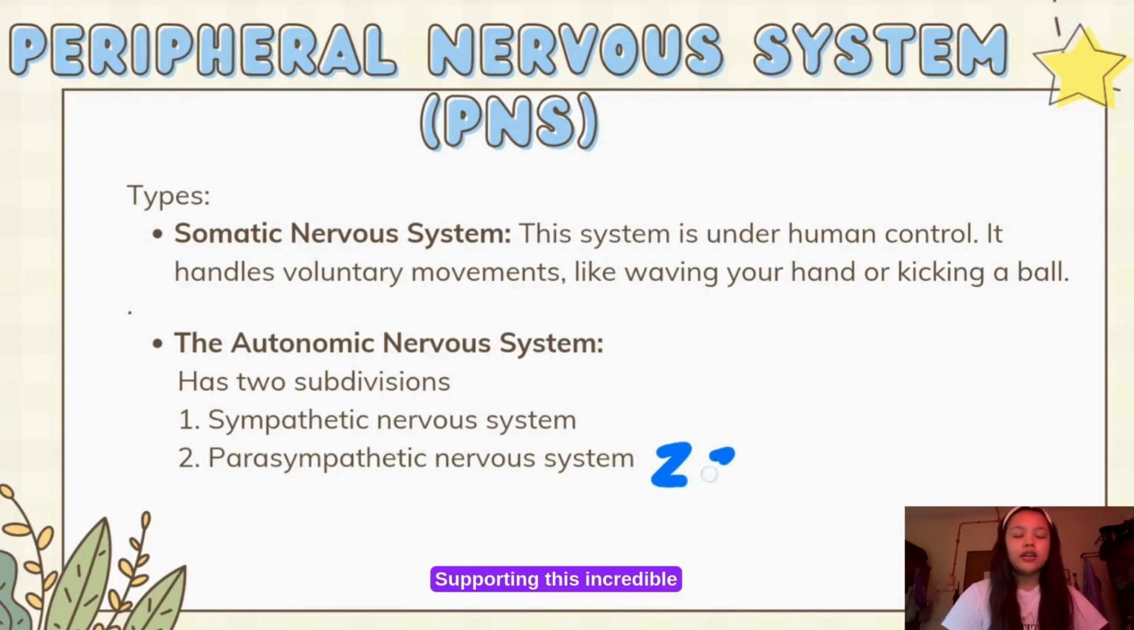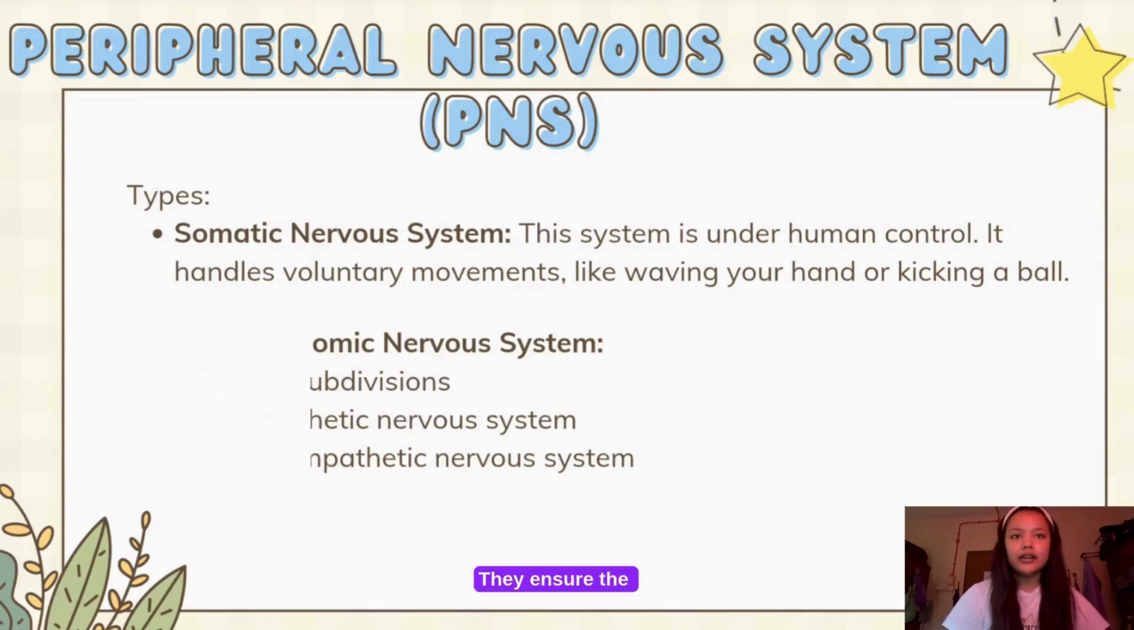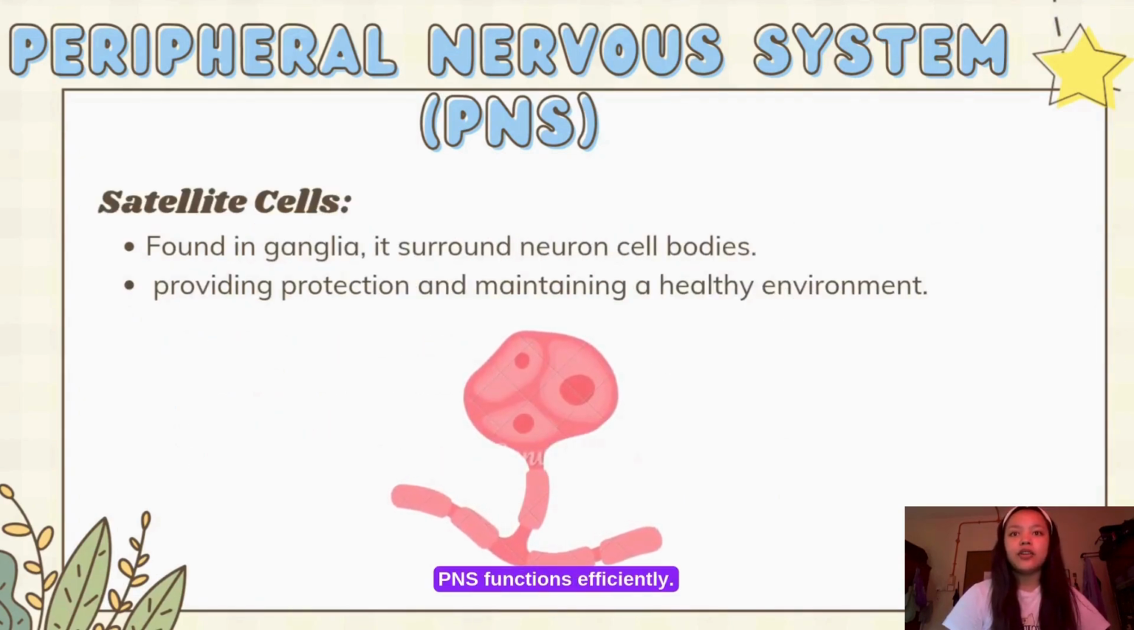Supporting this incredible system are specialized cells called neuroglia. They help the PNS function effectively. Satellite cells are found in ganglia, clusters of neuron cell bodies. Satellite cells surround the neuron, providing structural support, regulating nutrients, and protecting them from harm.